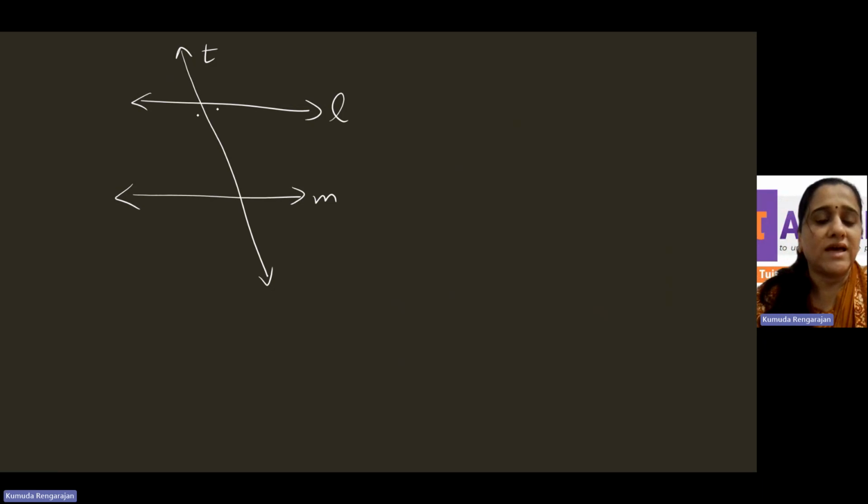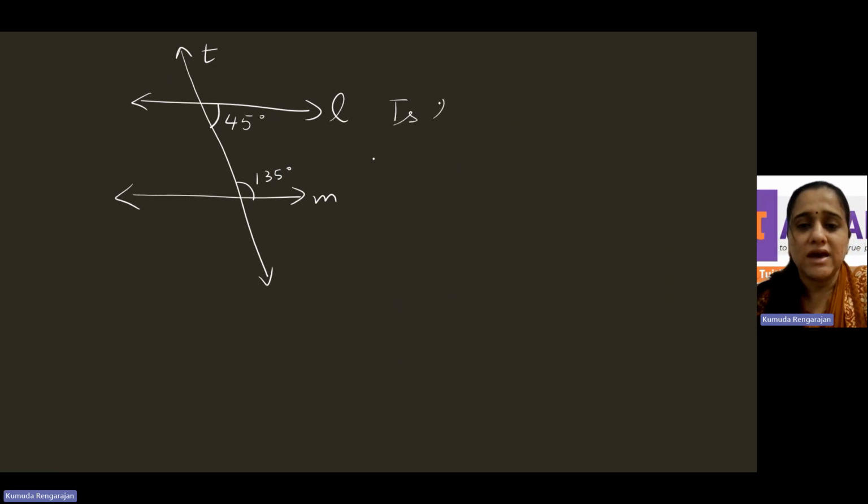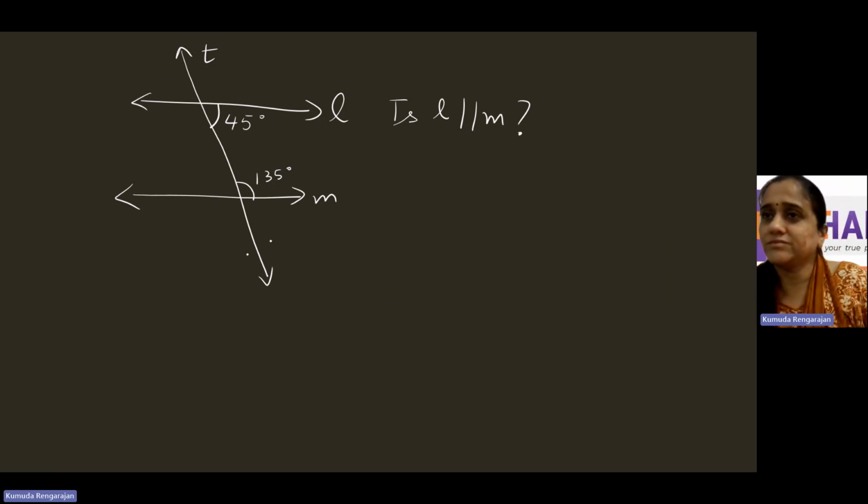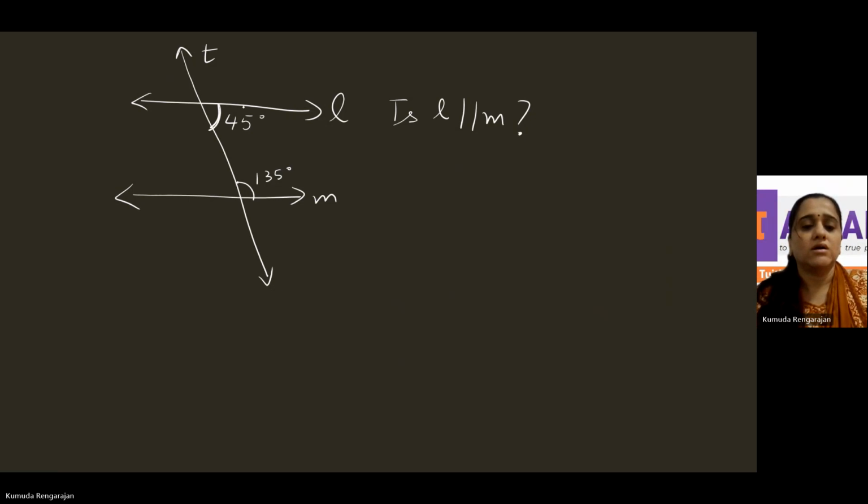Okay. Now, supposing this angle is marked 45 degrees and this angle is marked 135 degrees. The figure is given and the question is: is L parallel to M? So you must first understand the relation between the two angles given. We see two lines intersected by a transversal and the angles marked are co-interior angles or allied angles, whether the lines are parallel or not. By the position, they are allied angles.